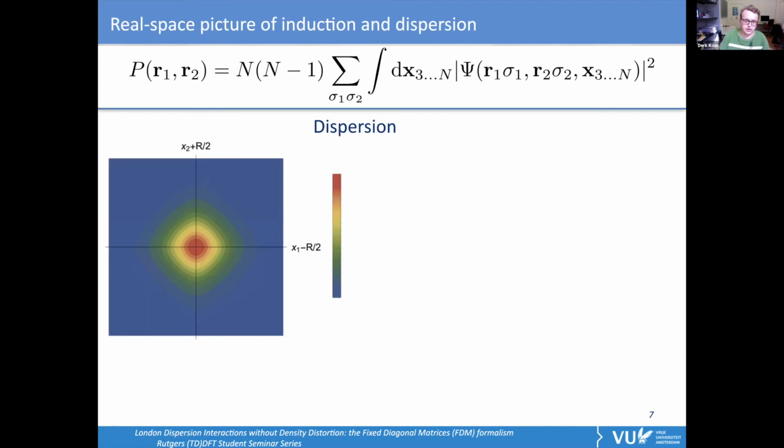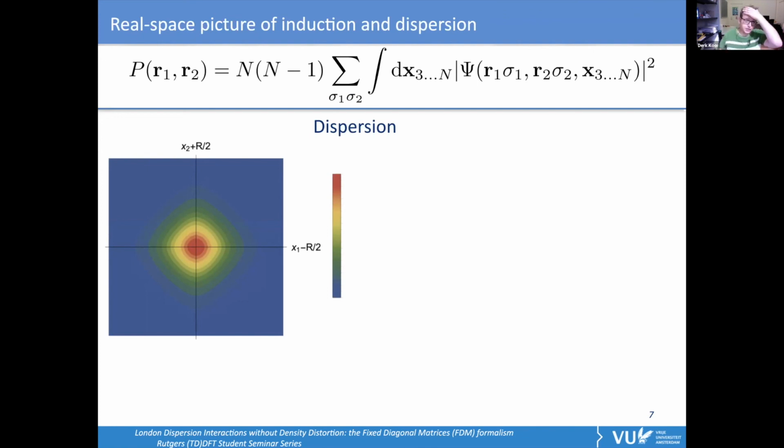So here, to make it easy, I did it just for 2 particles in 1D. On the x-axis is the location of particle 1 relative to its nucleus, and on the y-axis is the position of particle 2 relative to its nucleus, and the color indicates the magnitude of the pair density. So red means high pair density, blue means low pair density.